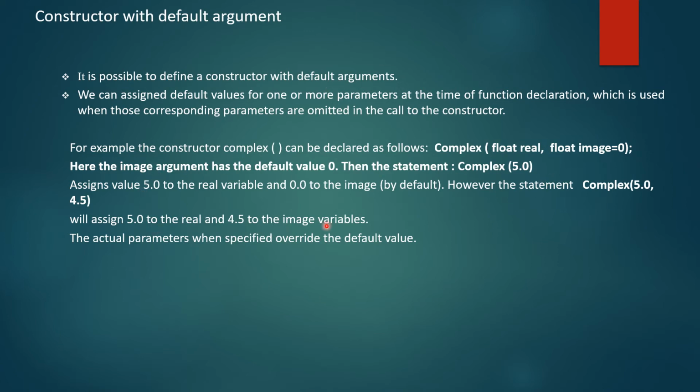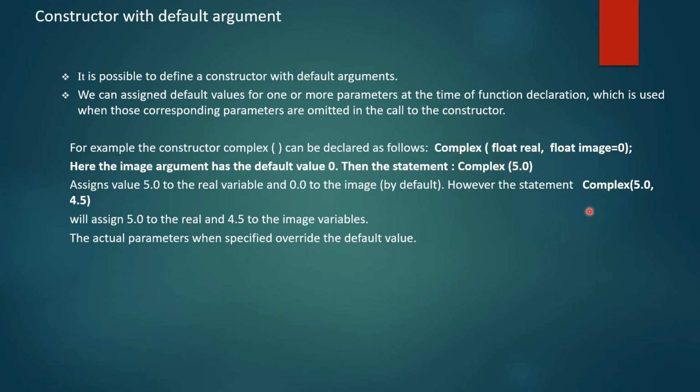Okay. Now how will it work? We will see with an example. So complex, float real, float imaginary, and for imaginary we have assigned the value 0. Now when you call that function in your void main with an object, at that time complex 5.0. I have passed only one value here, another value is missing. So at that time what will the compiler do? The compiler will take the value from the default argument, that is 0.